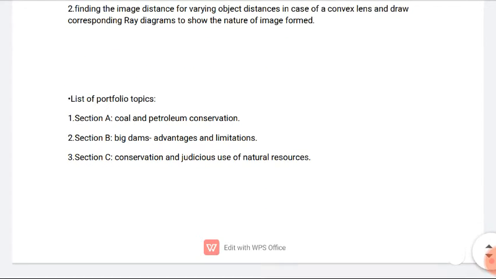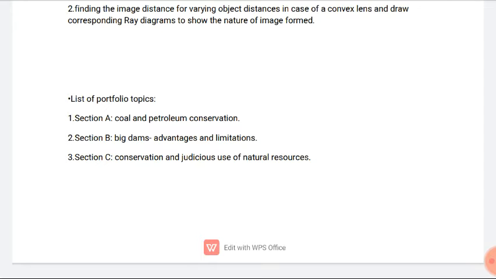After that, here is the list of portfolio topics. We have 3 sections in class 10th, section A, B and C. For section A, the topic for portfolio is coal and petroleum conservation. For section B, it is big dams, advantages and limitations. And for section C, the topic is conservation and judicious use of natural resources. So these are the three topics for three different sections.